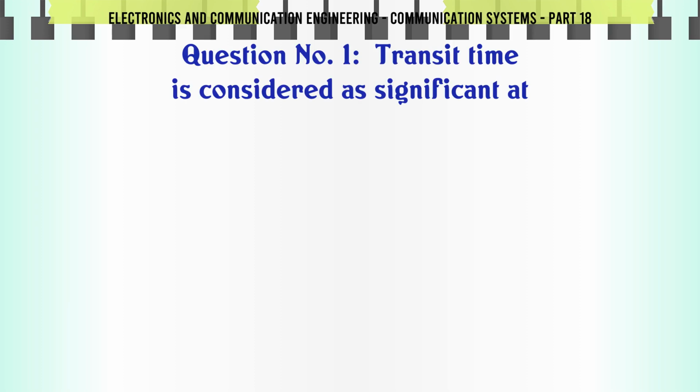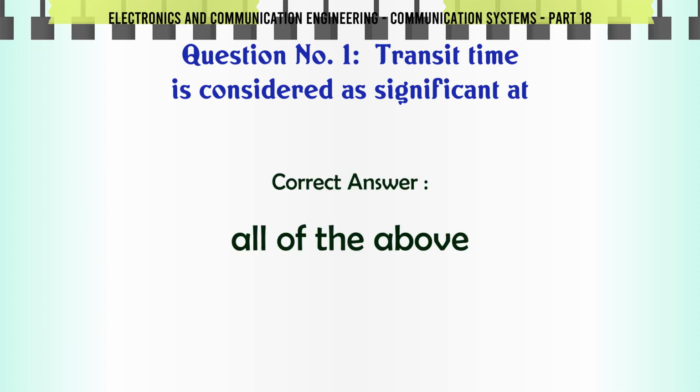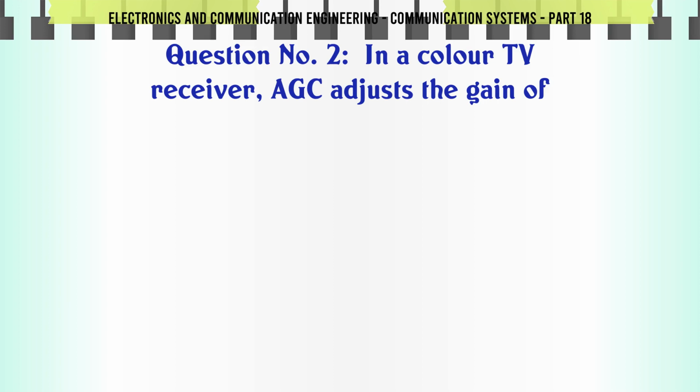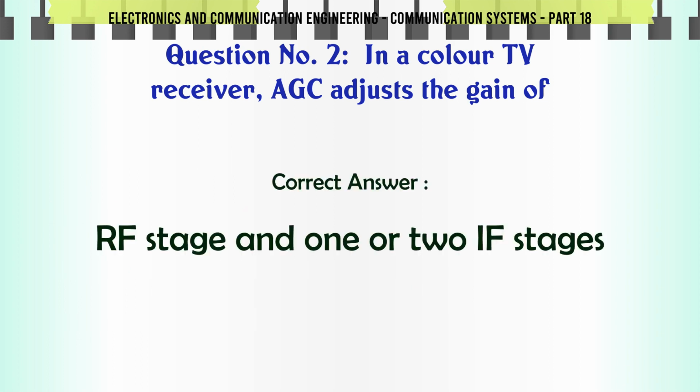Transit time is considered as significant at A. HF, B. MF, C. LF, D. All of the above. The correct answer is all of the above. In a color TV receiver, AGC adjusts the gain of A. RF stage only, B. IF stage only, C. RF stage and 1 or 2 IF stages, D. None of the above. The correct answer is RF stage and 1 or 2 IF stages.